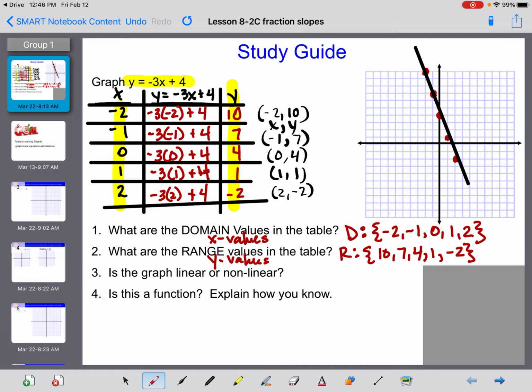Is the graph linear or nonlinear? When you look over here at the graph, I see that the points connect in a straight line. Straight line graphs are linear because the graph makes a straight line.